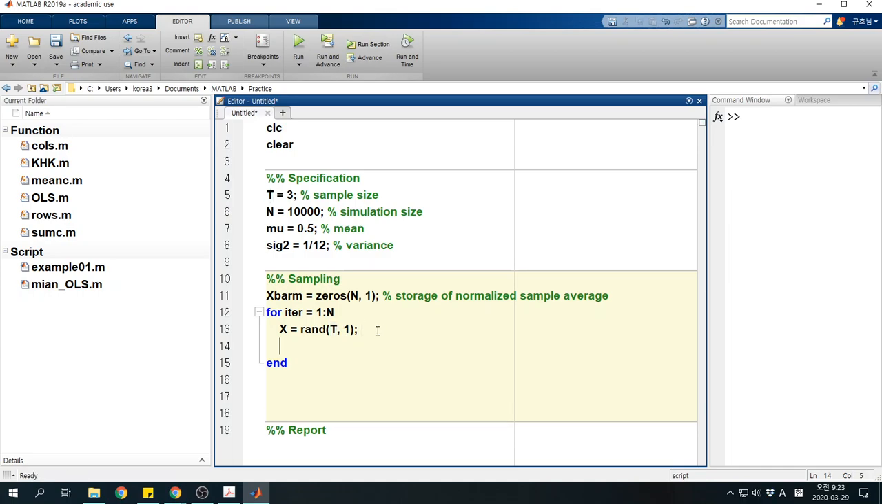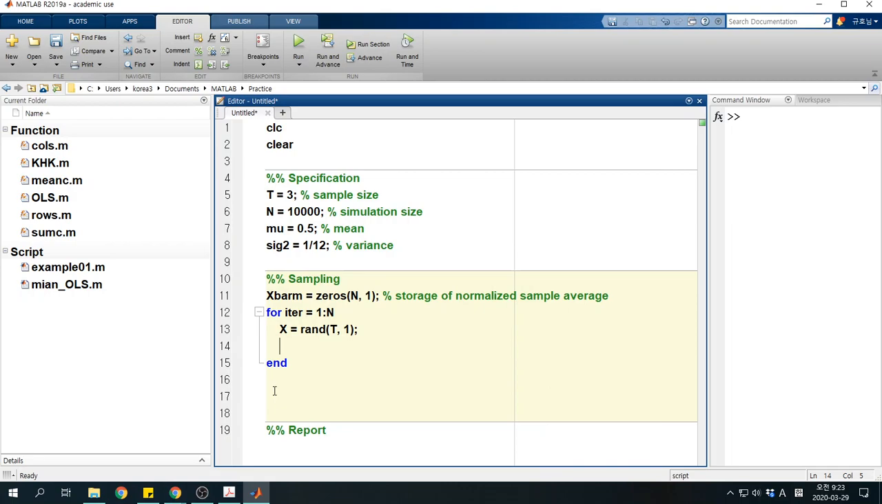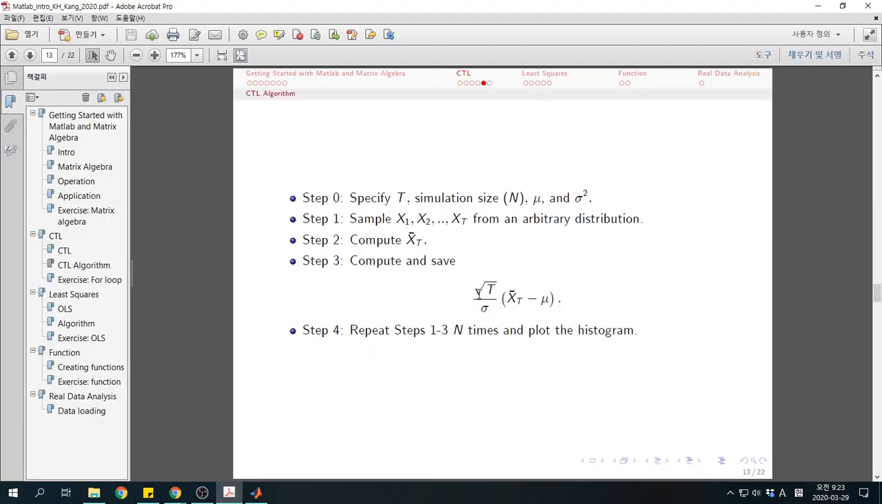The next step is to compute the sample average. x bar is the sample average, which is mean, whatever, it doesn't matter. The next step is normalization: x bar minus mu, times square root of capital T, divided by sigma.